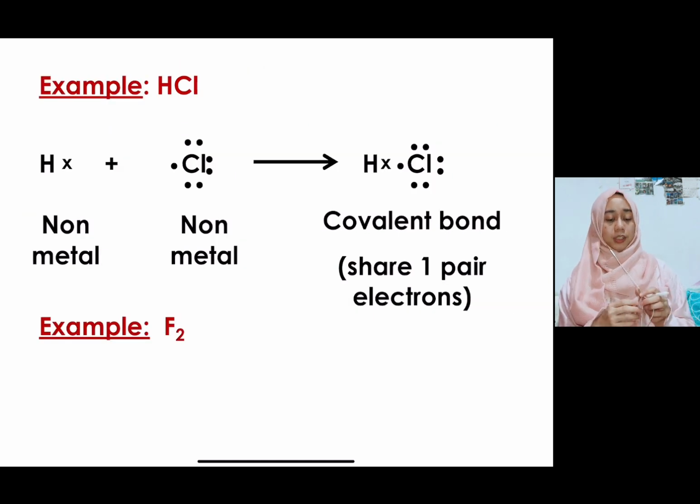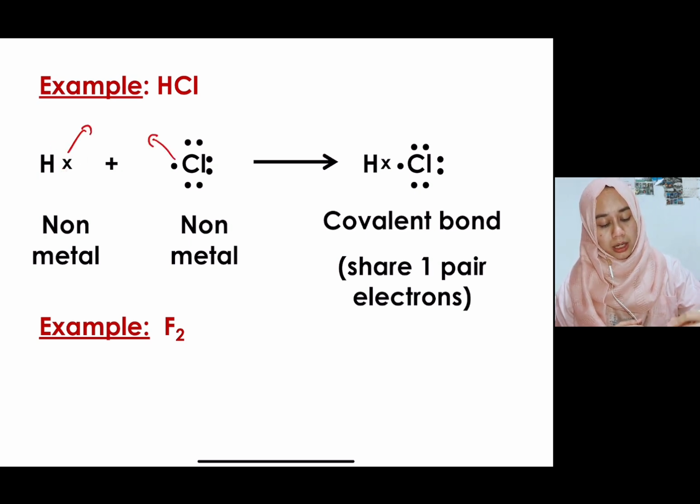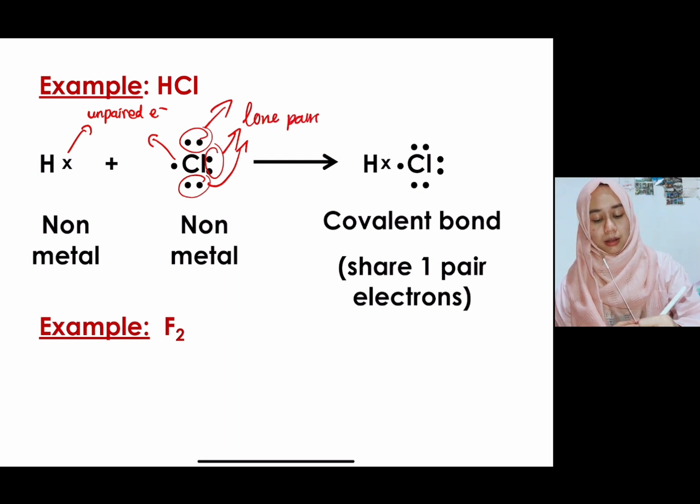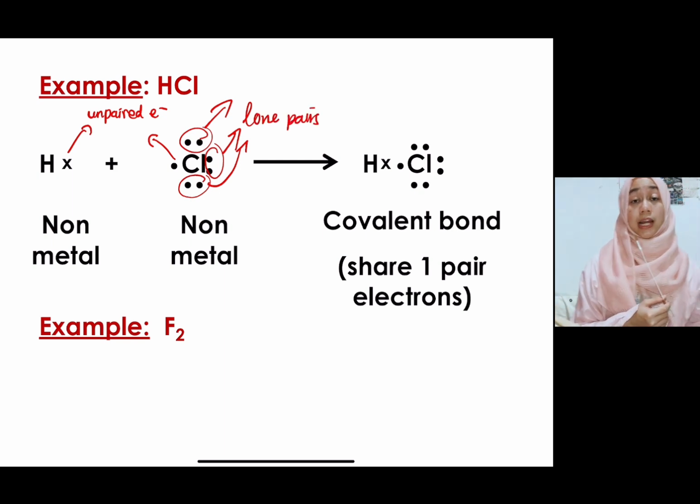Okay. So for example here we have HCl. So H non-metal, Cl pun non-metal. So H ada 1 sahaja valence electron, Cl pula ada 7 valence electron. So bear in mind yang bahagian yang involved is only the unpaired part. Okay, so sini ini adalah what we call as the unpaired electrons. Okay, whereas yang ada pair ni, yang ada pasangan ni, this is what we call as lone pair. Okay, so satu lone pair ada 2 elektron lah dalam tu.